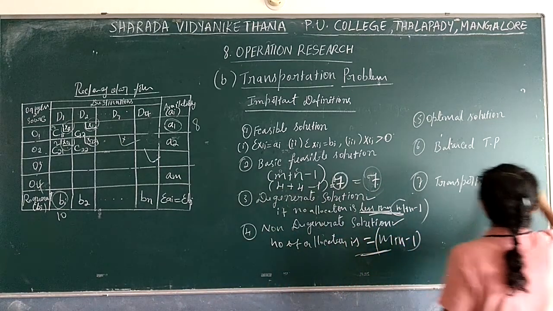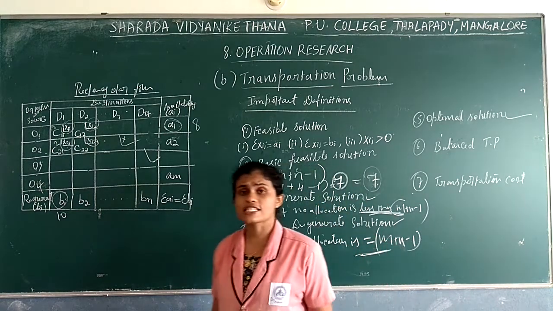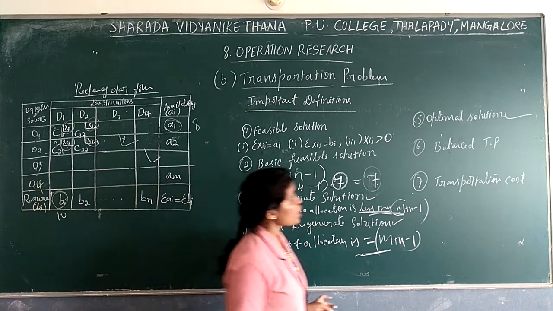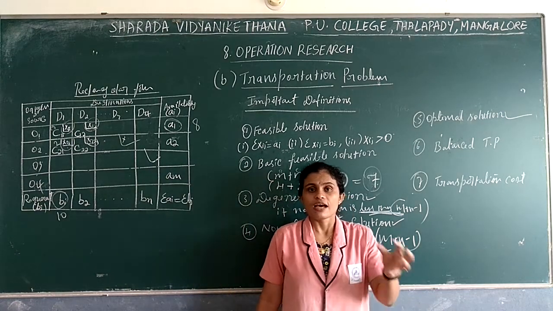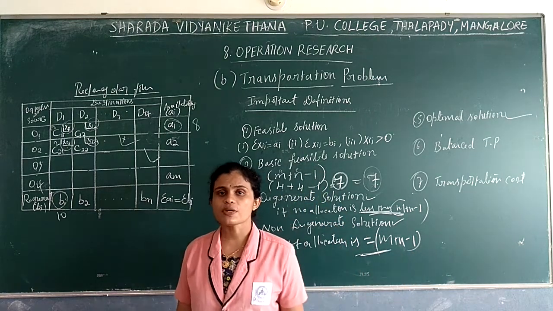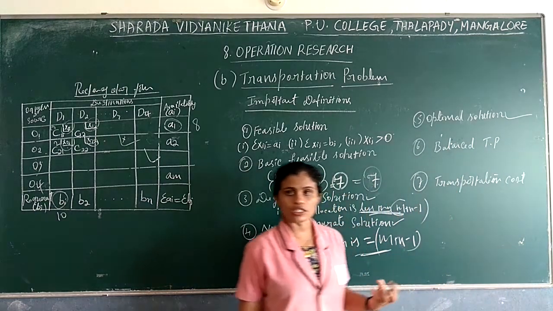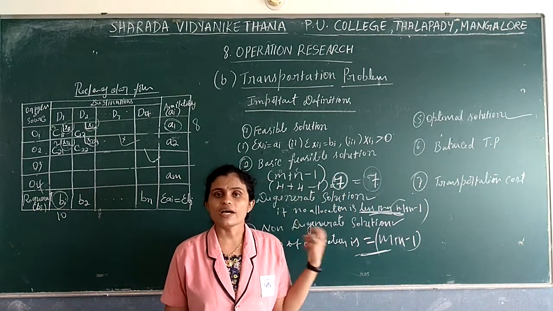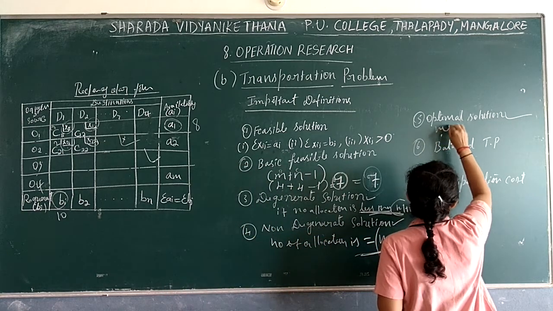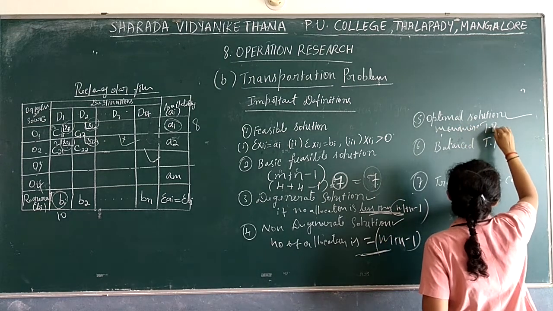Now, next one is optimal solution. What is optimal solution? It is not necessarily that the solution should be a basic feasible solution. It can be an optimal solution. Optimal solution means when it minimizes the total transportation cost. When it tries to minimize the transportation cost, we call it an optimal solution.